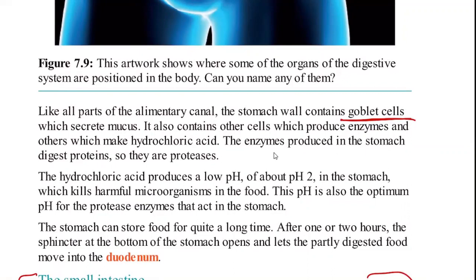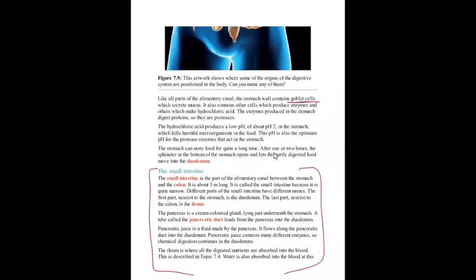The enzymes produced in the stomach digest proteins, so they are proteases. So this means that there are various varieties of cells inside the stomach. Some of them produce enzymes and some of them make hydrochloric acid. So it must be the epithelial cells, right? And one more thing. I still remember we had read something else as well. Wait a minute.